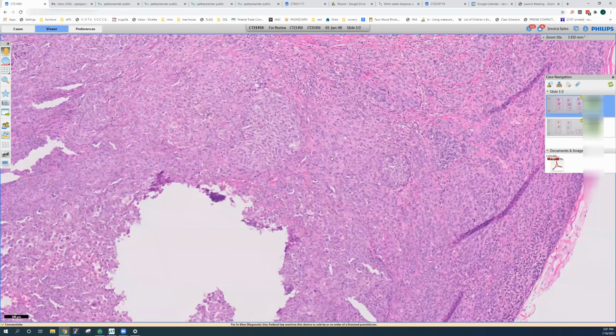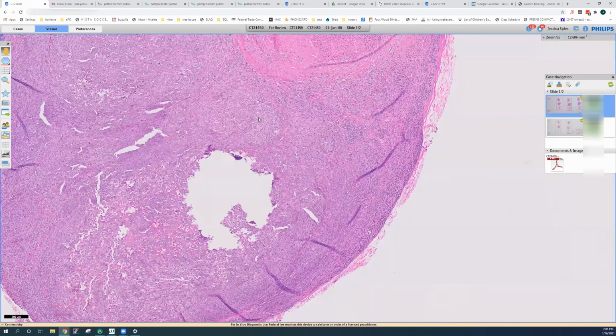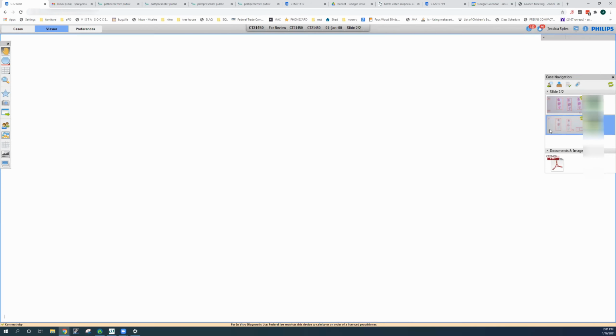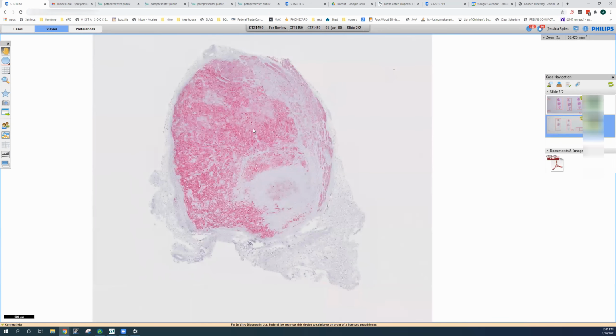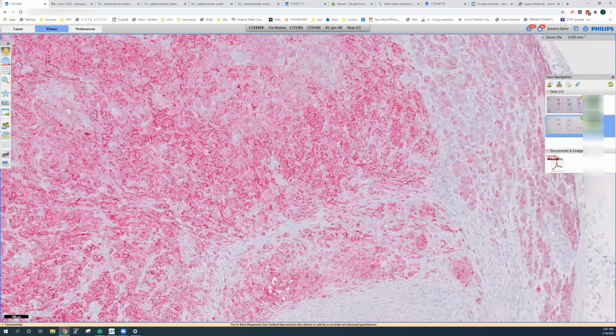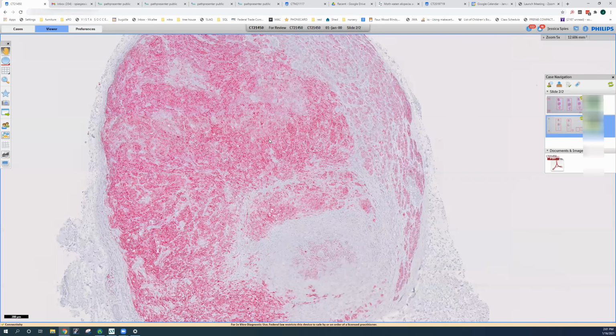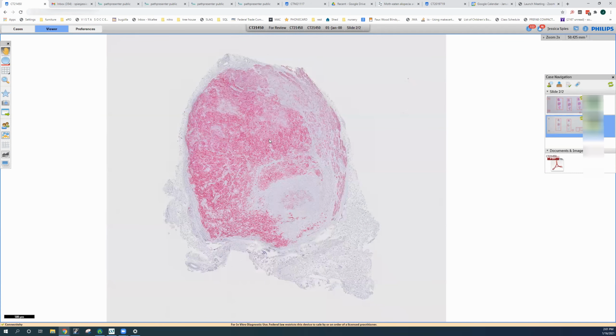So even though I thought this was probably melanoma based on these features and the history, I got a Melan-A stain. You could have done a SOX10 stain or an HMB45 stain or an S100 stain. And here's the Melan-A, which stains the melanosomes and the cytoplasm, and it's beautifully positive. So metastatic melanoma.